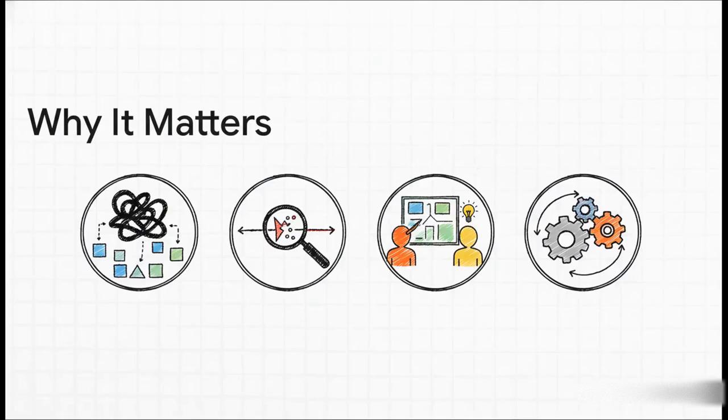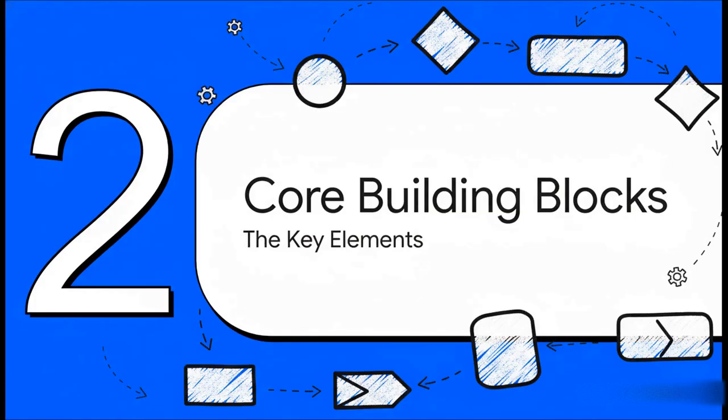And why should you even care about this? Well, because once you get the hang of it, you can break down even the most ridiculously complicated processes into pieces you can actually manage. You can see where the holdups are, you can explain your ideas without any confusion, and ultimately, you can design way smarter systems. So, how do we actually build one of these things? It's way simpler than you might think. You only need to know a handful of core shapes, these building blocks. Let's walk through them right now.